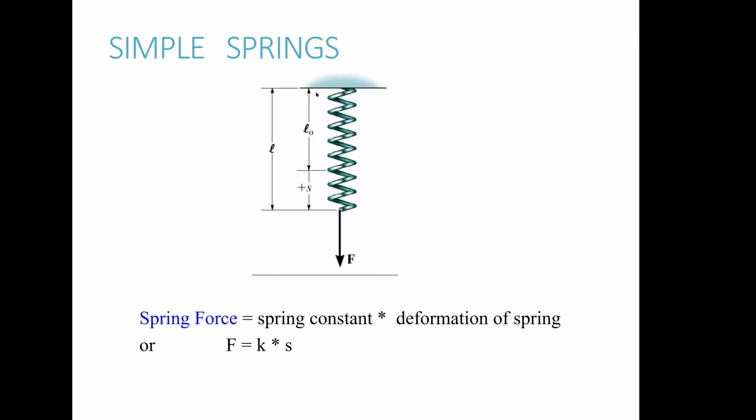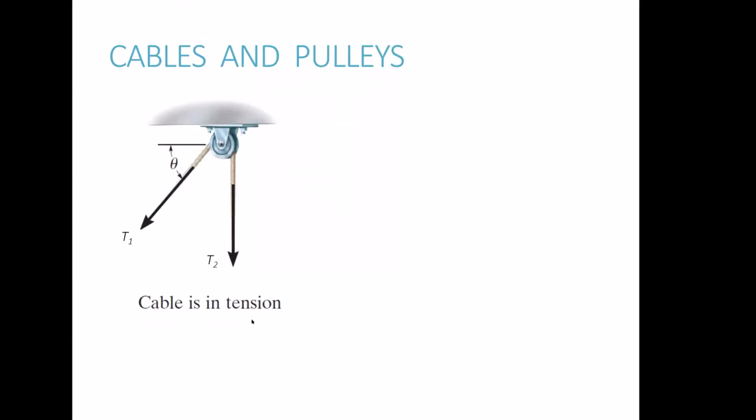The idea is that, let's say the unstretched length is L naught, the length from here to here, and then all of a sudden you put a force on it. How much would it deflect? It depends upon the characteristic of the spring, a number of Newtons per meter, times S, whatever that deformation is. And that's basically it for force in a spring.